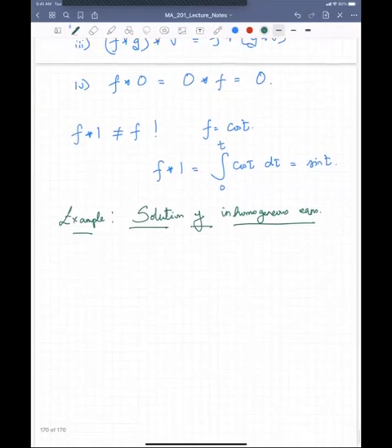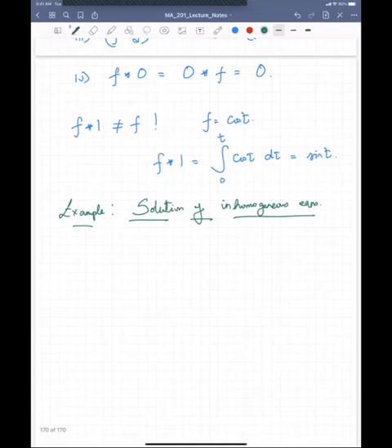I'll work out a very specific example to tell you how to actually use this. So let us take a very simple example: y double prime plus 4y equals g of t. Okay. And you have figured out many methods to solve this equation, right?